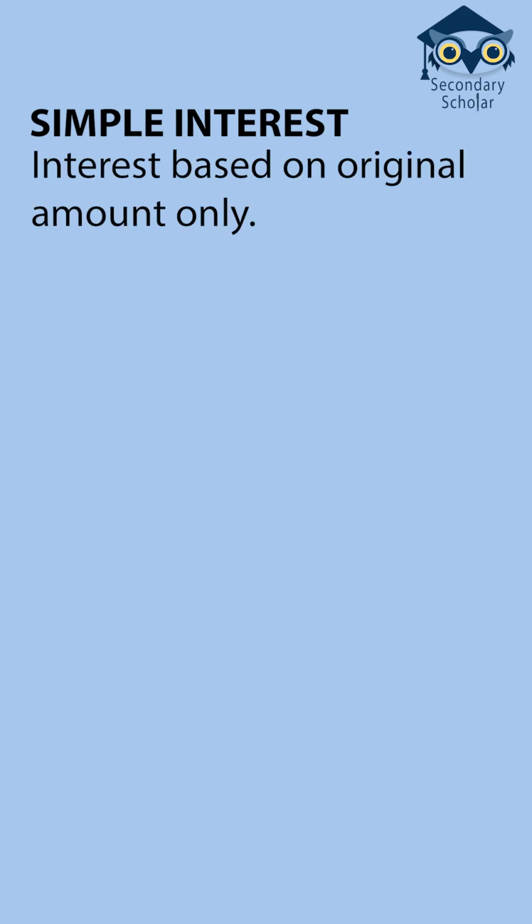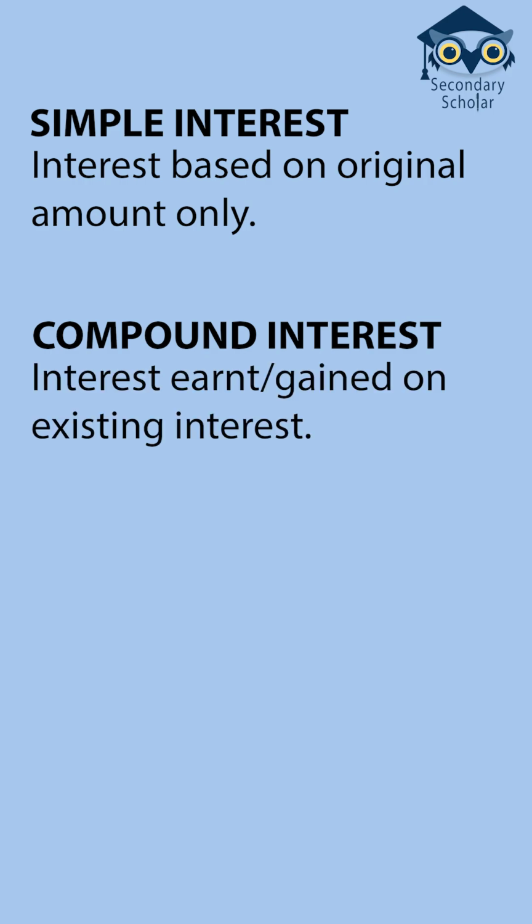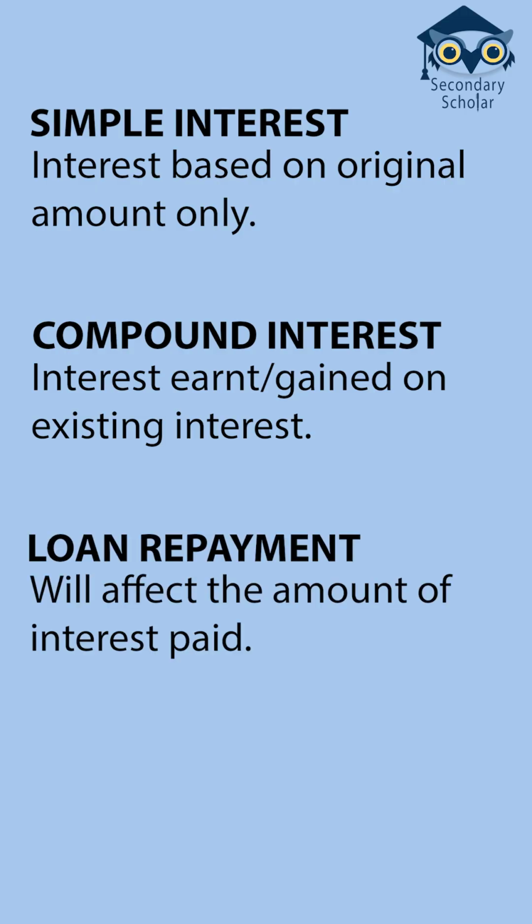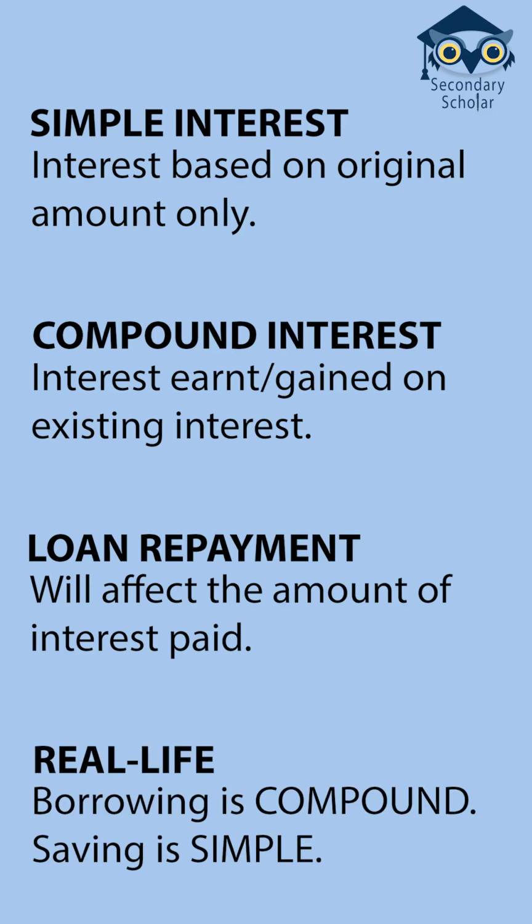Let's recap the key points. Simple interest is based only on the original amount borrowed or invested. Compound interest grows faster because you pay or earn interest on the interest that's already been added. Loan repayment timing affects how much interest is paid in total. In real life, borrowing is often compound while saving is often simple, and that difference has a big impact on financial decisions. These ideas are the foundation of business finance.